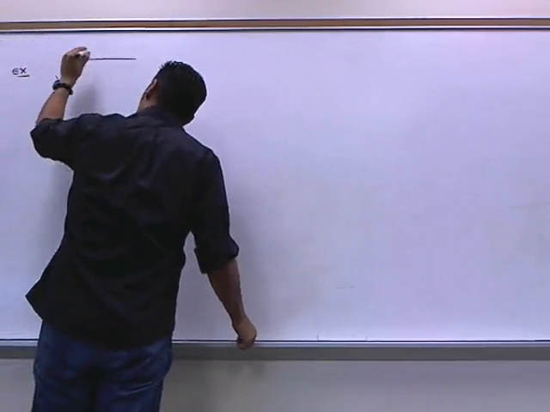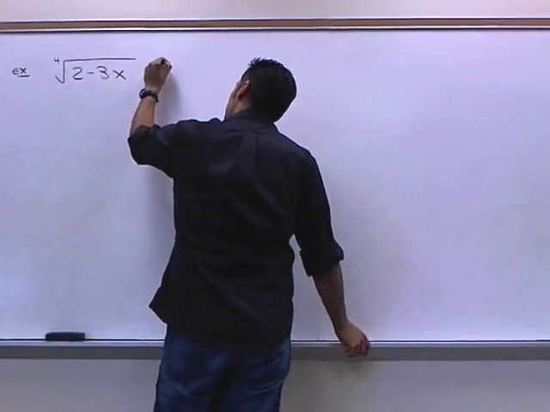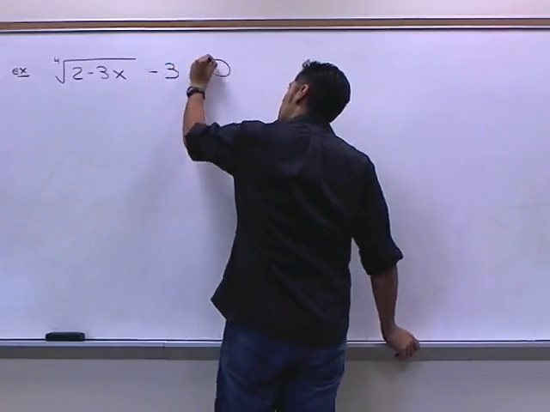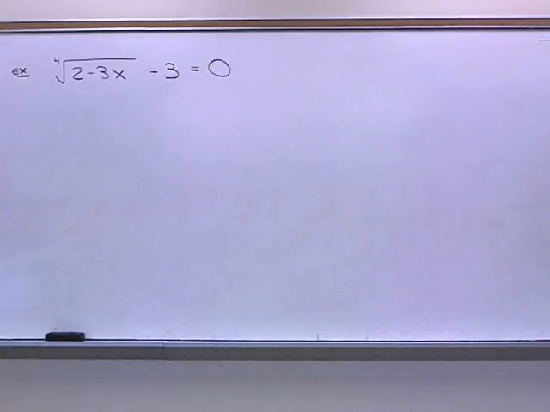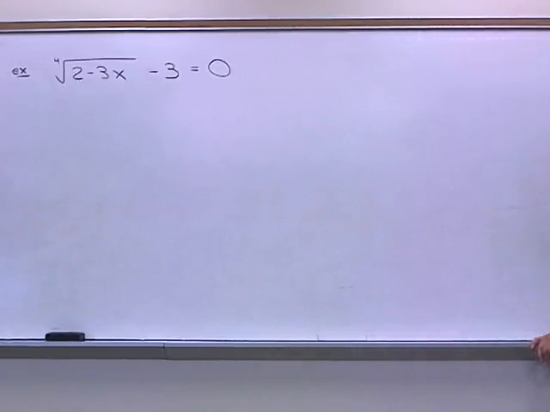How about this? The fourth root of 2 minus 3x, minus 3, equals 0. First step, do you want to see if you can do this one? You want to try it? Okay, see if you can get it. If you get an answer, let me know. It's the same process.